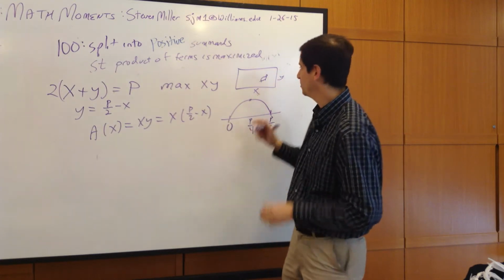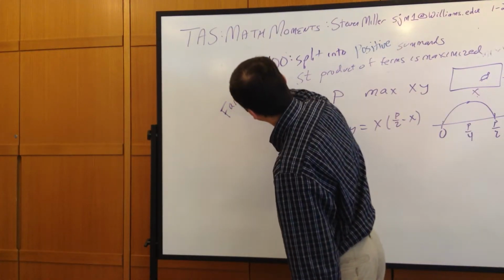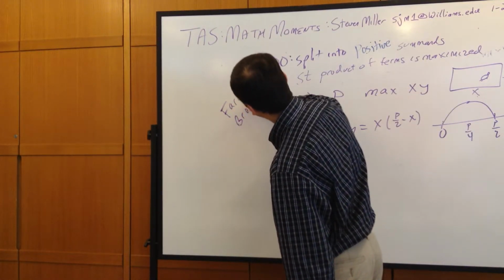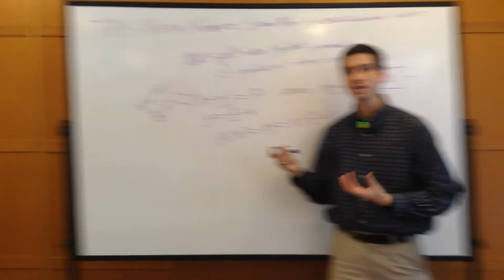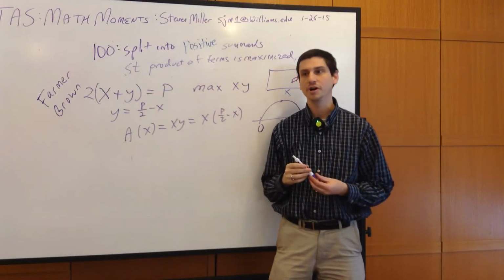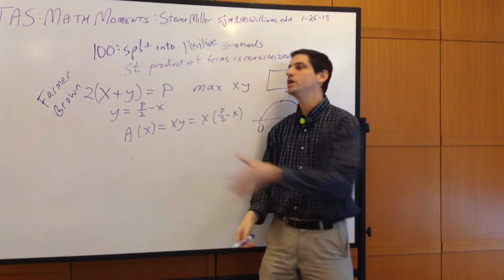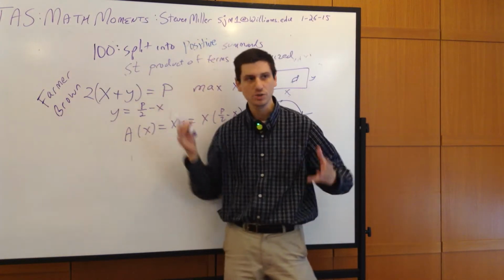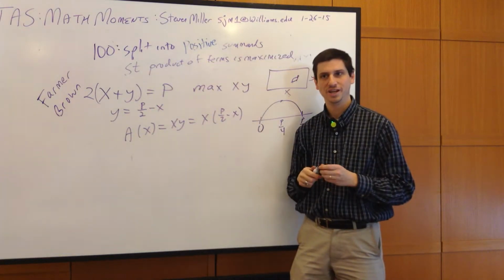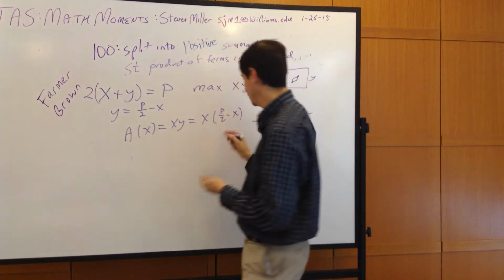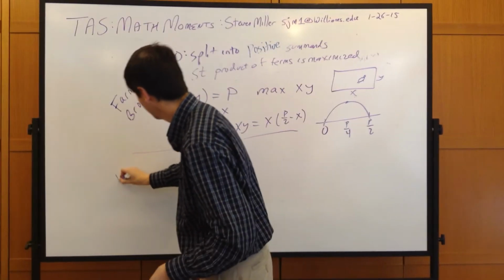So this is the Farmer Brown problem. What we've just shown is that if you have two numbers with a given sum, the maximum product is when they're equal. You can use calculus as well, but I'm trying to avoid calculus as much as possible. There's another version of this problem. I call it the Farmer Bob problem.